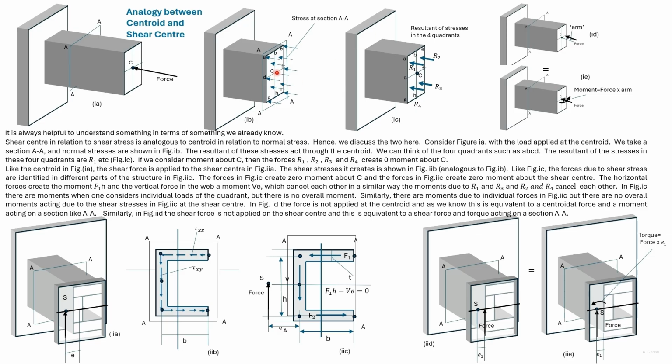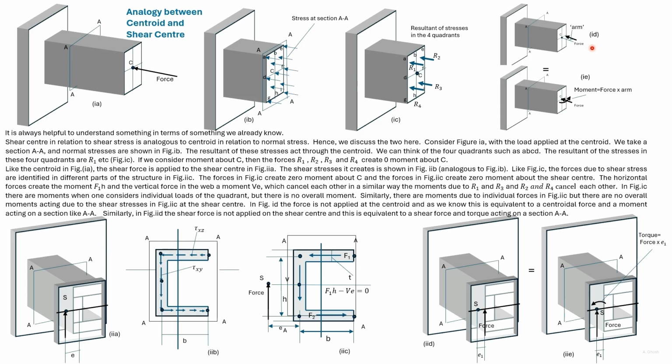The stresses acting here can be represented by four resultants as shown here. Similarly, the stresses acting in this channel can be represented by three forces. The moment of these four normal forces about point C is 0. Similarly, the moment of these three forces, which are due to shear stress, about the shear center is 0.